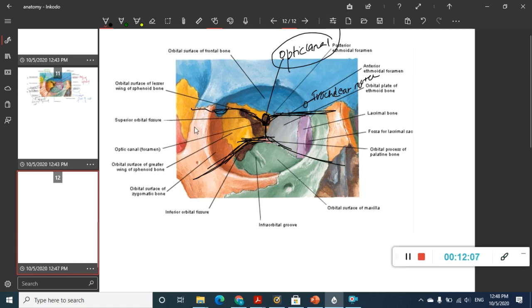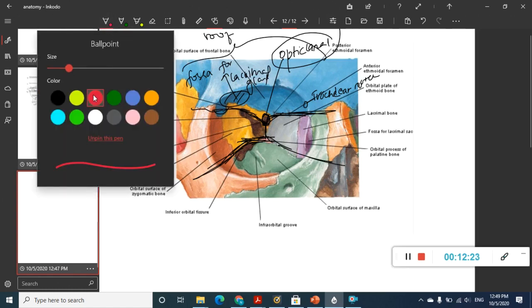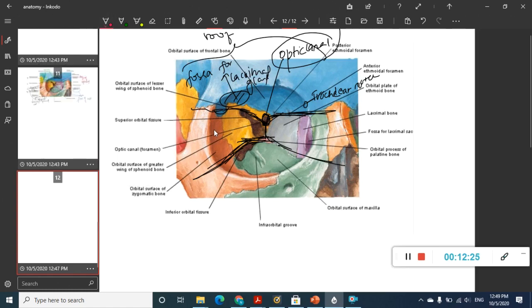Then you also have, in the anterolateral part here, the fossa for the lacrimal gland. This is the place where the lacrimal gland is situated. So these are the important things about the roof. Three things are important about the roof: one, the fossa of the lacrimal gland, next the optic canal, and the trochlear notch.